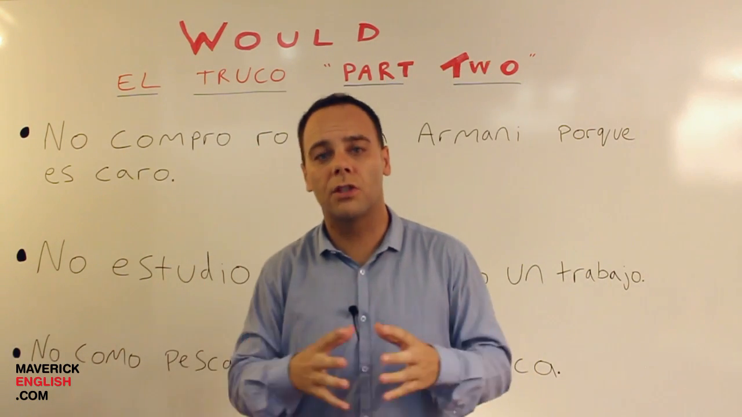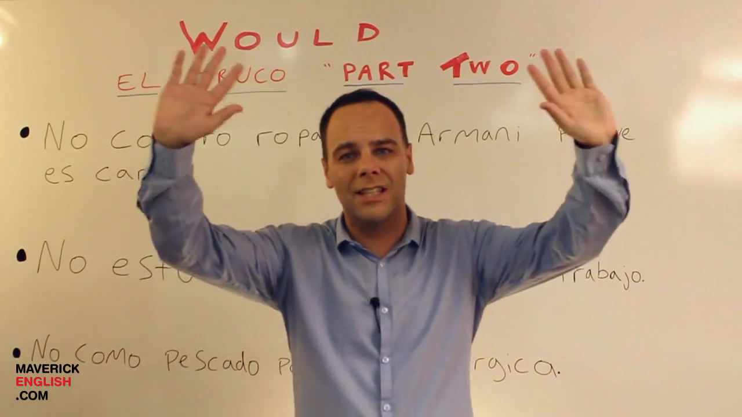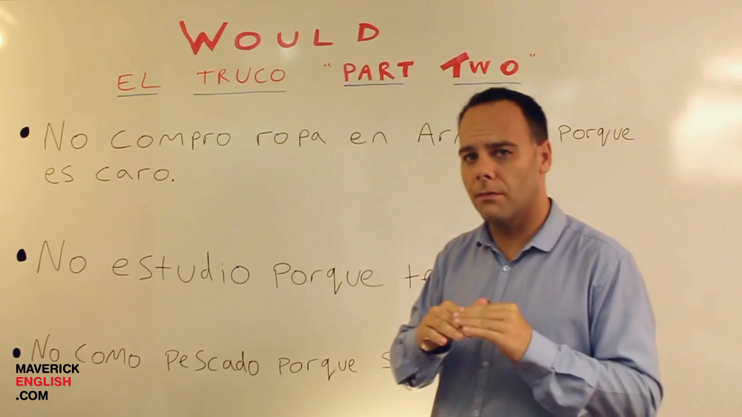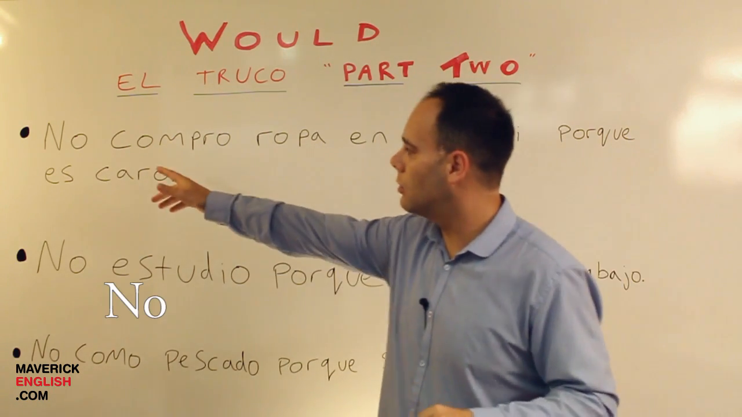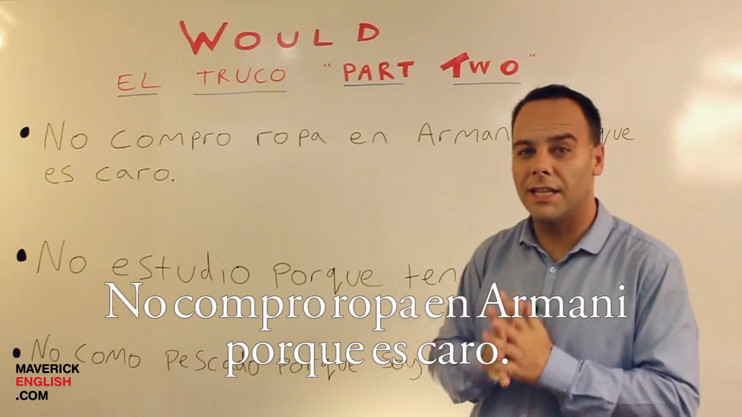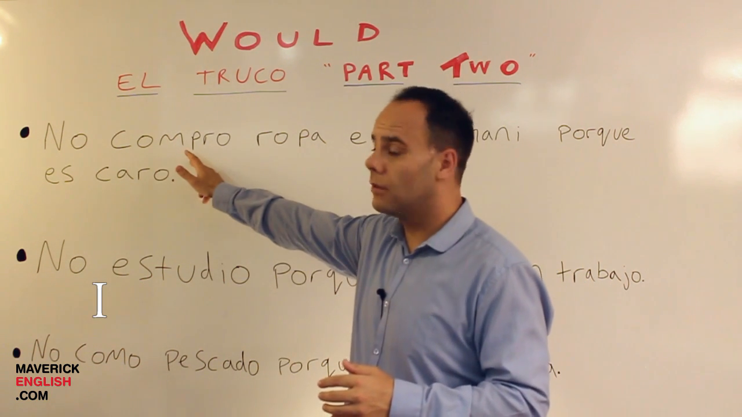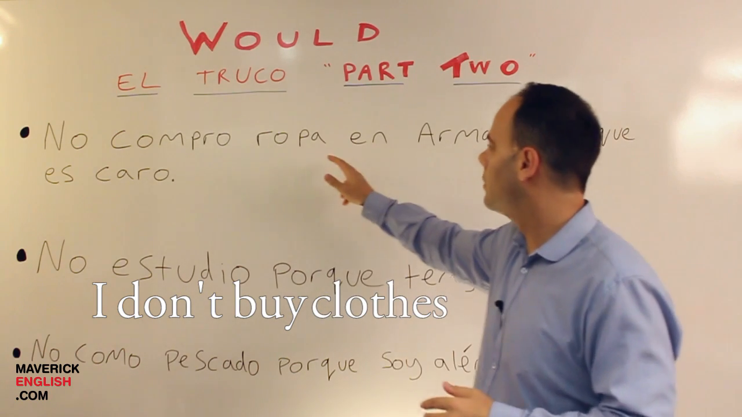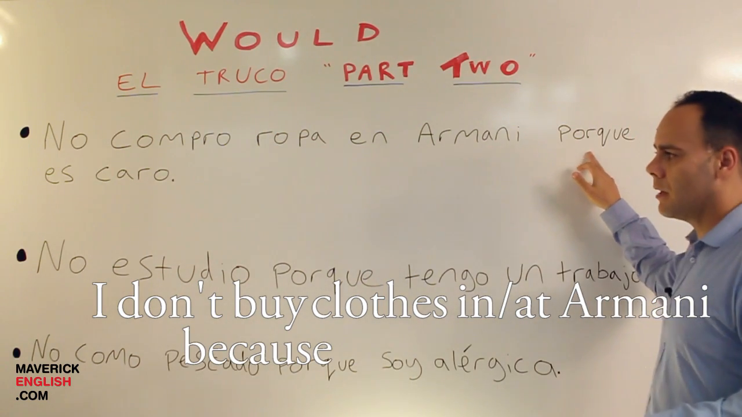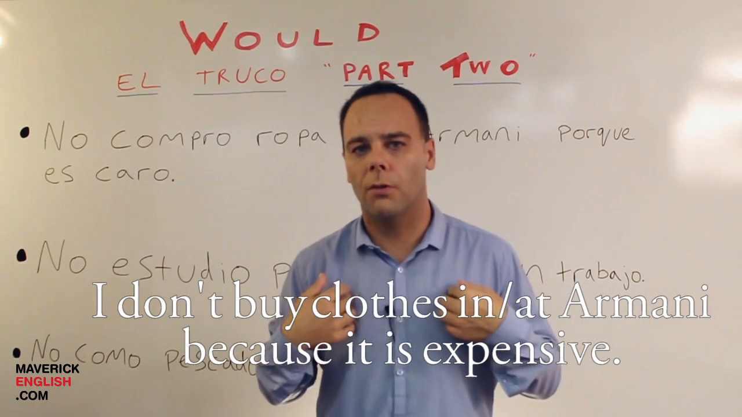So we're talking about a present situation, but what we would change in a fantasy reality that doesn't exist. So let's look at these expressions. These are present situations. So no compro ropa en Armani porque es caro. So can you translate that into English for me? I don't buy clothes at Armani because it is expensive. That's the reality. I don't shop at Armani.